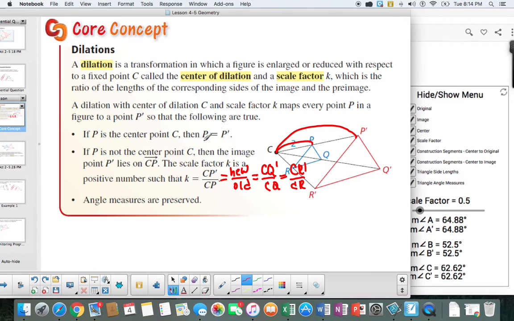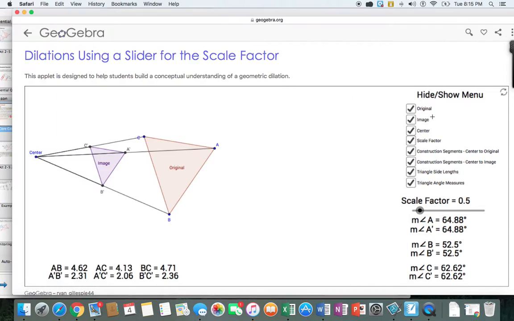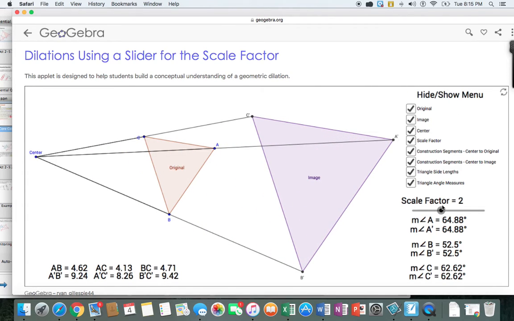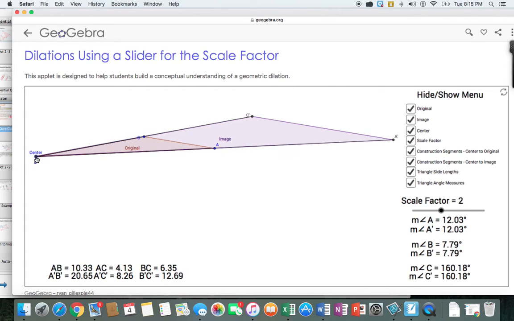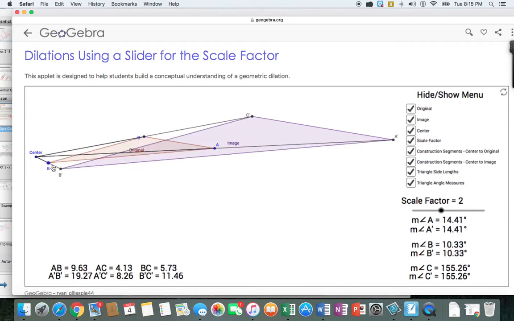Now what happens if the point is on the center of dilation? Let's go back to a scale factor of 2. I'm going to take the original B and put it right here at my center of dilation. And you can see when a point is on the center of dilation, it doesn't move. It just stays right there.